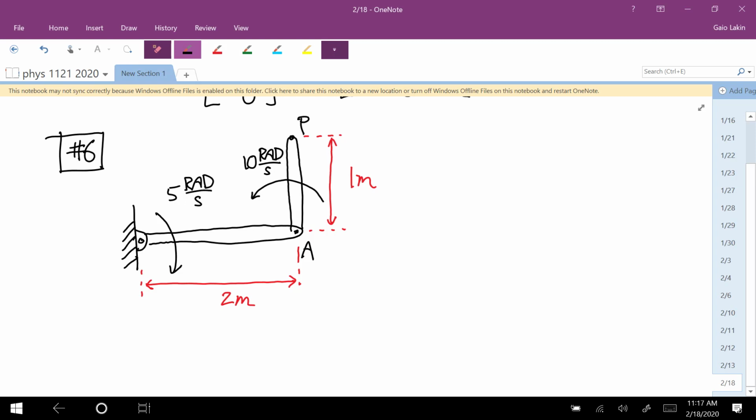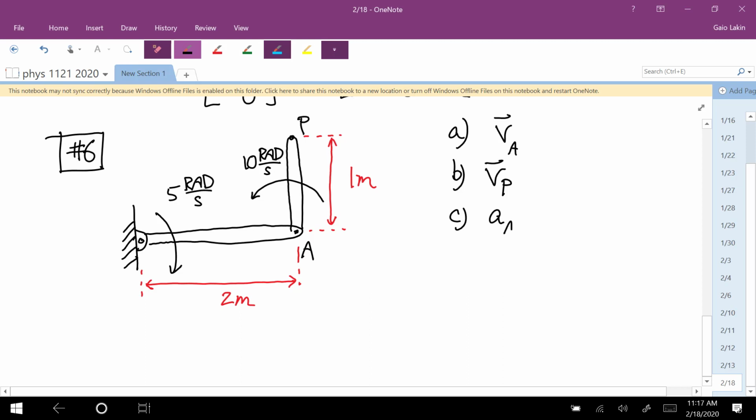Okay, and we want to figure out the velocity of that point A, the velocity of that point P, the acceleration of A, and the acceleration of P. And this is actually just such a useful thing to be able to do for engineering applications, for machines and stuff, to figure out based on how the individual pieces are moving, what's going on in an absolute sense. We'll see that acceleration is the one that's the most useful.